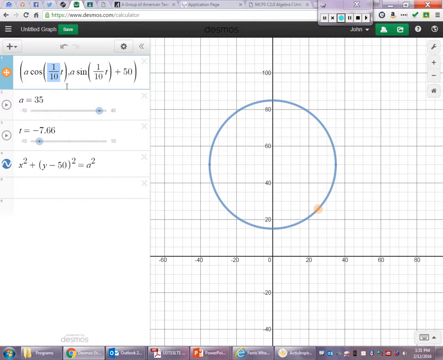So you can make circles, but is there a way to make a spiral? Yeah. Well, let's do this first, and then we'll do spirals.